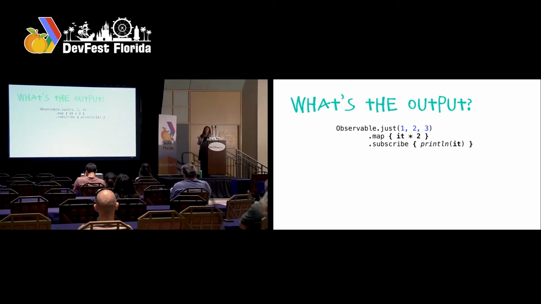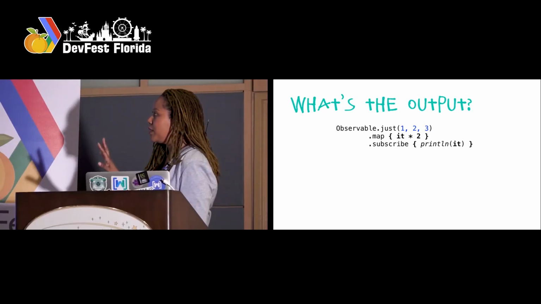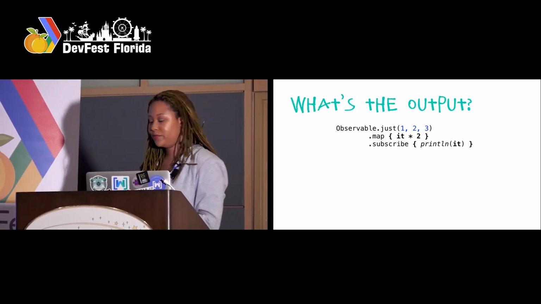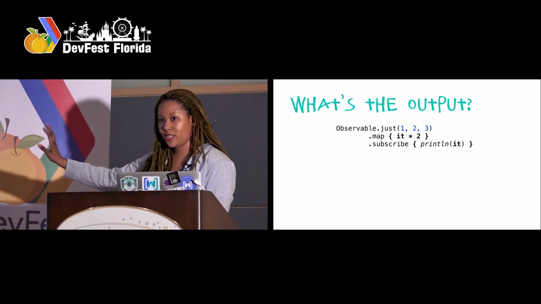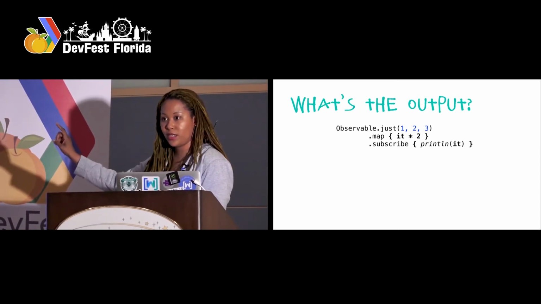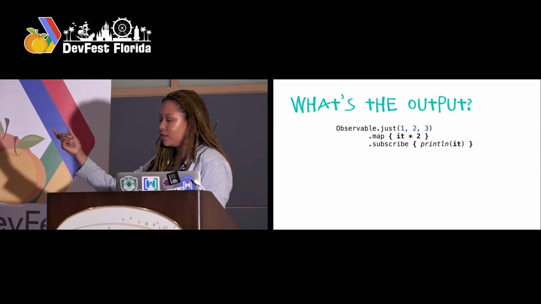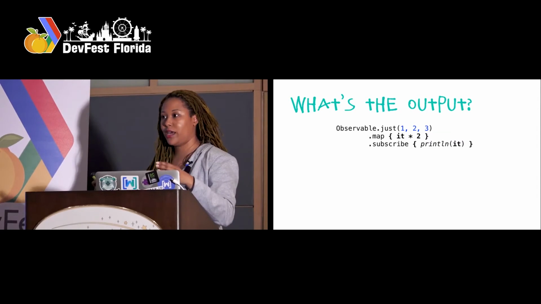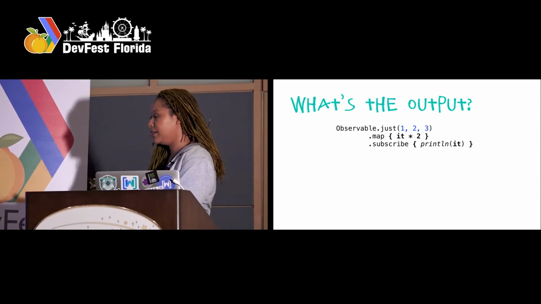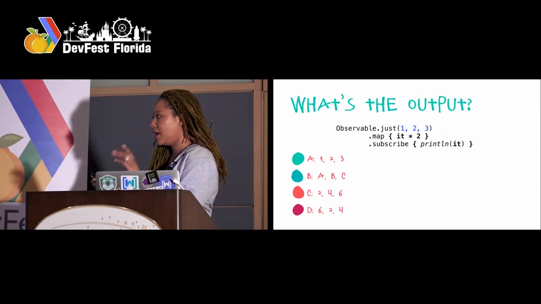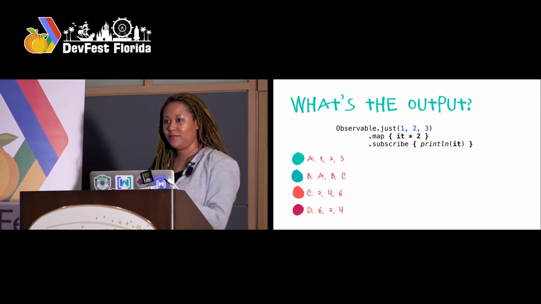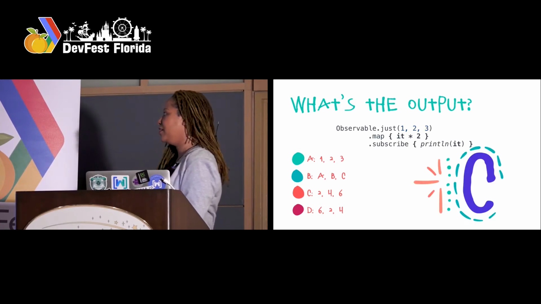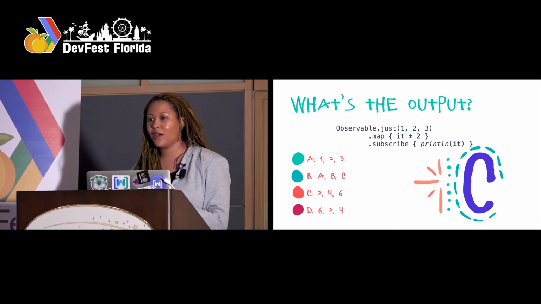So before we look at our last operator, I'm going to give you 2 questions to test your knowledge. What would be the output of this RxJava code? Okay, so we have observable.just with the numbers 1, 2, and 3. We have a map operator that doubles those numbers, and then we subscribe to it and print it out. So think about that for a second. Is it A, B, C, or D? Okay, right, it's C.